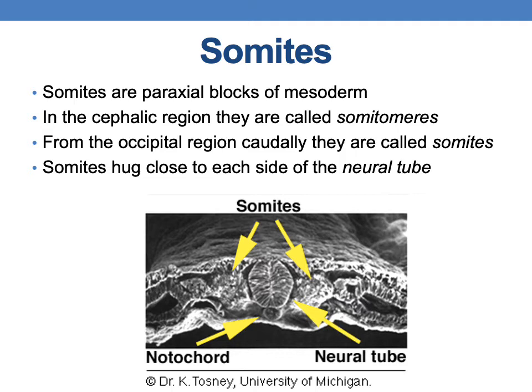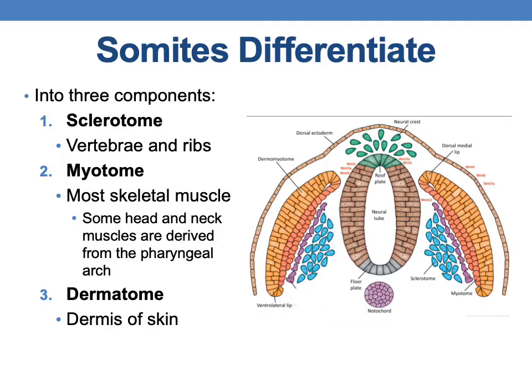As you saw in the previous slide, and where the top yellow arrows are pointing, somites hug closely to each side of the neural tube. I could also state that somites are found on each side of the notochord. Can you see the notochord just under the neural tube in this image?